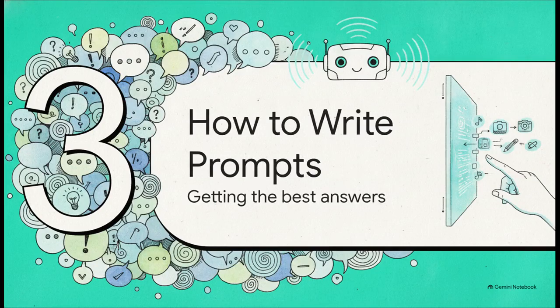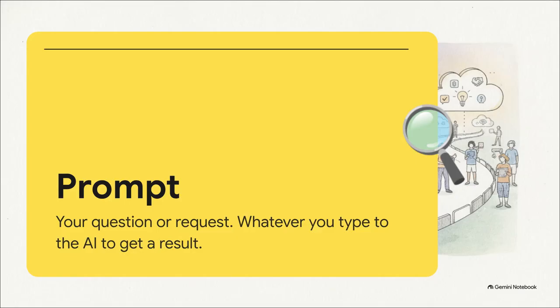Okay, Section 3, How to Write Prompts to Get the Absolute Best Answers. We know what the tools are, and we know where to find them, but how do we actually talk to them? Well, first, let's define a word you're going to hear a lot: prompt. A prompt is simply your question or your request. It's literally whatever words you type into the AI to get a result. A brilliant way to think about this is like placing an order at a restaurant. If you just walk up to the counter and say food, well, you might get something, but it probably won't be exactly what you are craving, right? The clearer you are about what you want, the better the meal will be.